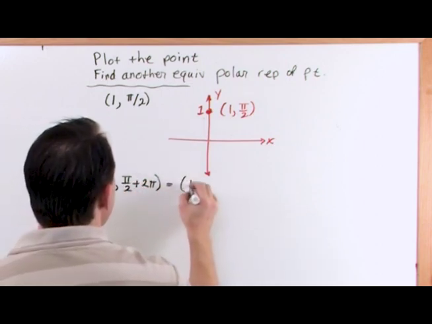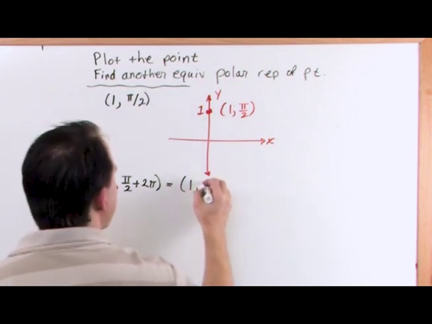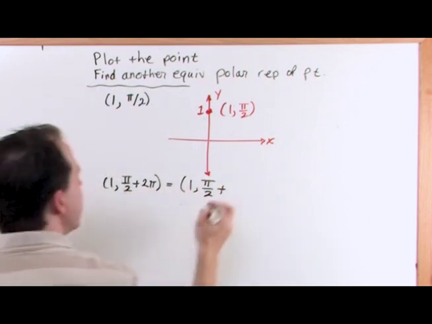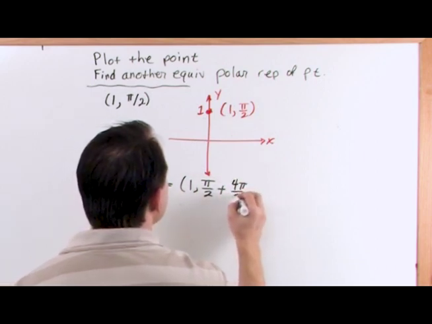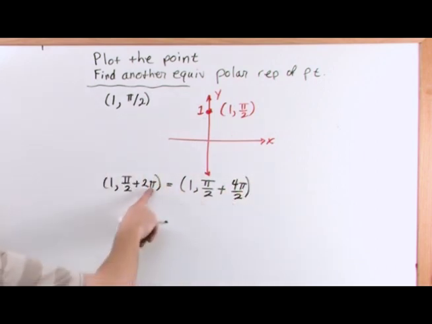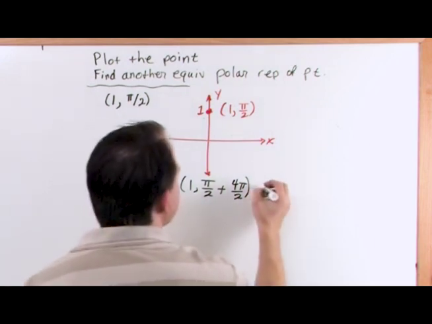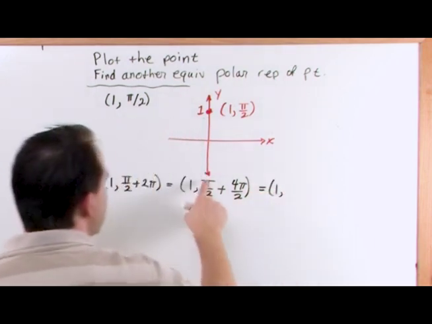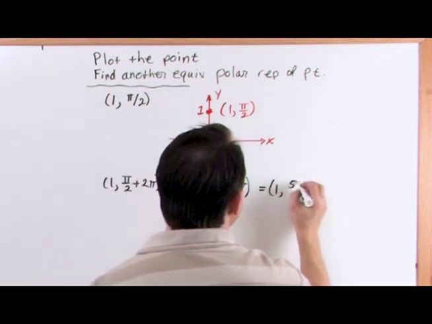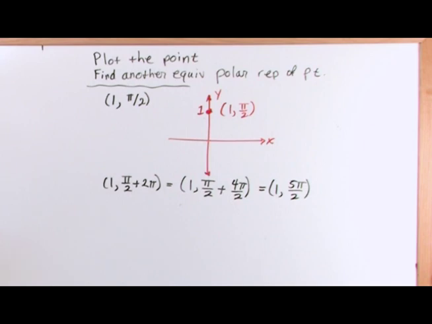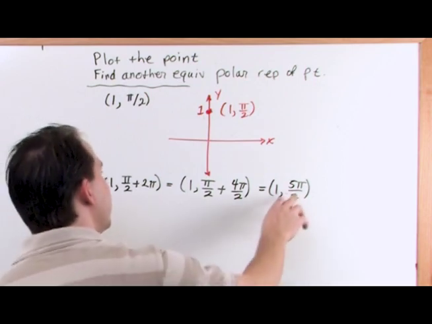I want to go ahead and add that up. It would be 1 comma pi over 2 plus, now I'm going to write this in terms of 4 pi over 2 because I want to be able to add these fractions. So 2 pi is 4 pi over 2. I just rewrote it so I could add them up. This is equal to 1 comma, pi plus 4 pi is 5 pi over 2. The question just said find another representation. It didn't say find them all, because you can't find them all. You'd be going on and on forever.